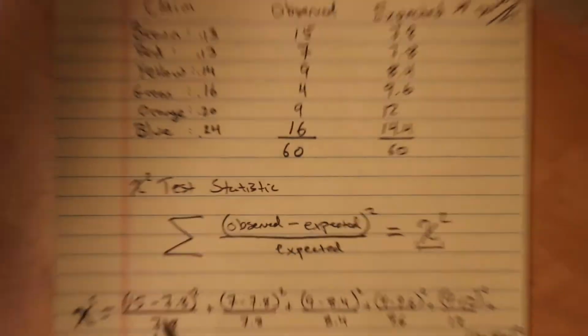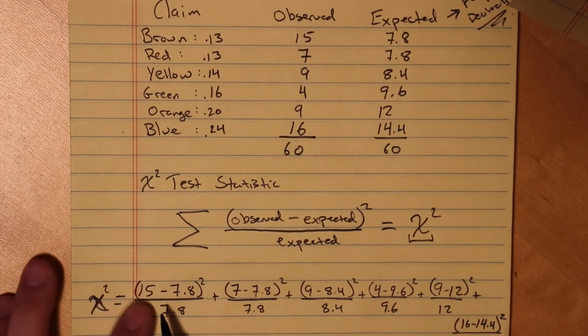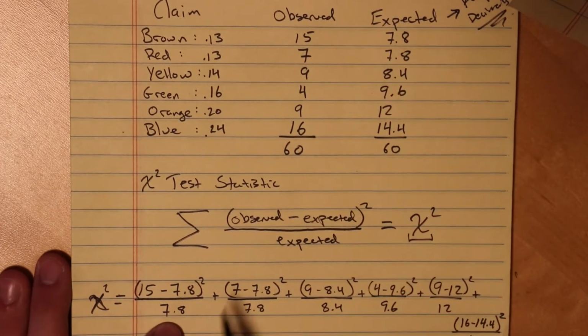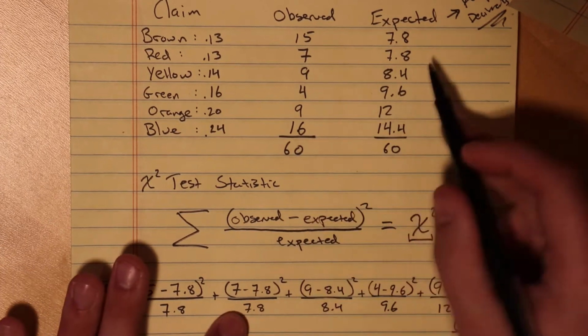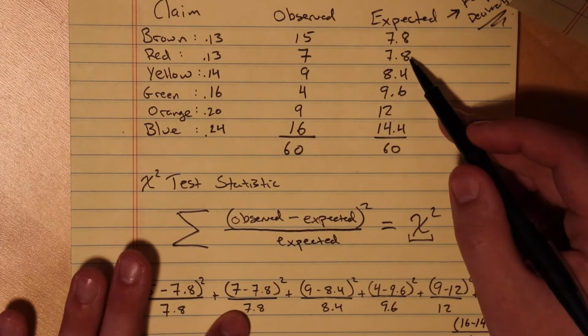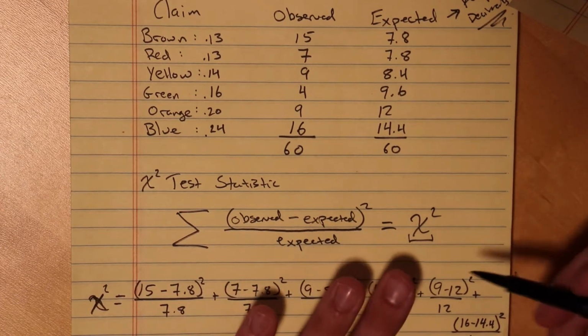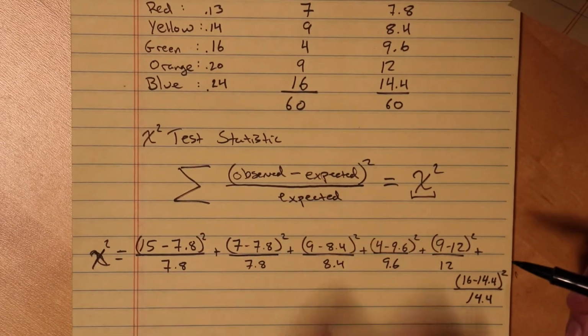Zoom out just a touch. So the observed count here of 15 corresponds to this. So 15 minus 7.8 squared over 7.8. And then you do the same thing here. 7 minus 7.8 squared over 7.8 for every single one. I ran out of space here. It's a little tedious. Kind of shove that down there.